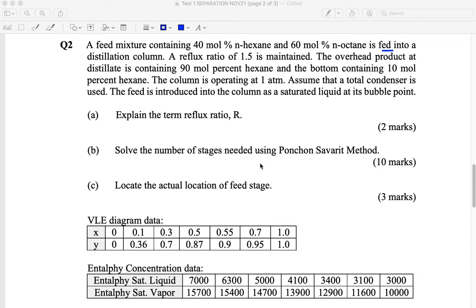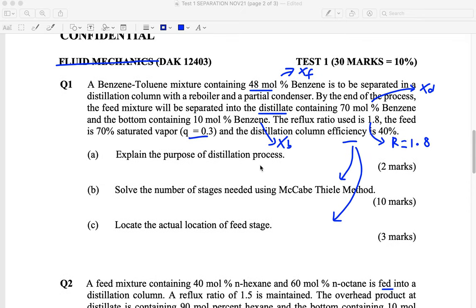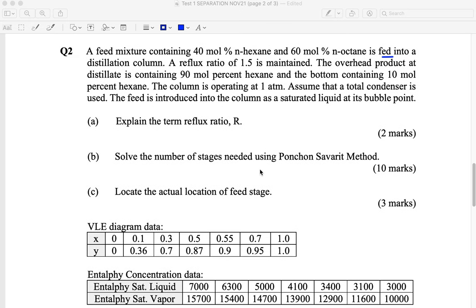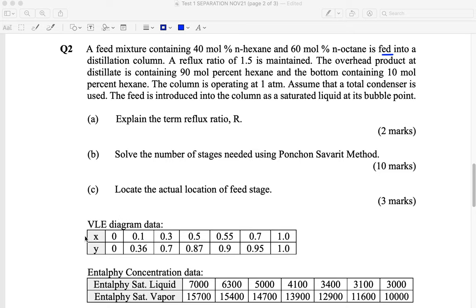So we already discussed how to solve the first question using the McCabe-Thiele method. Now we will look into the second question, which is related to the Ponchon-Savarit method. If you see the pattern here, the question is giving us the VLE diagram data in the form of a table and enthalpy concentration data in the form of a table. So this means that we have to plot the data into a graph or a curve.